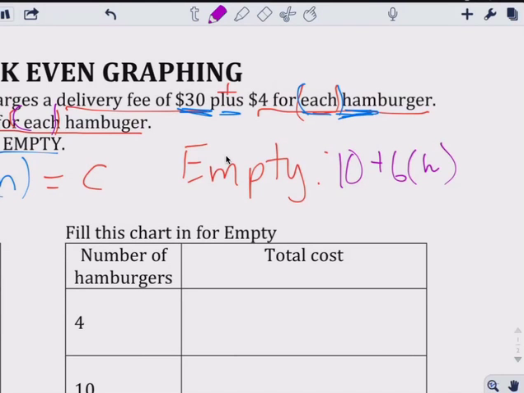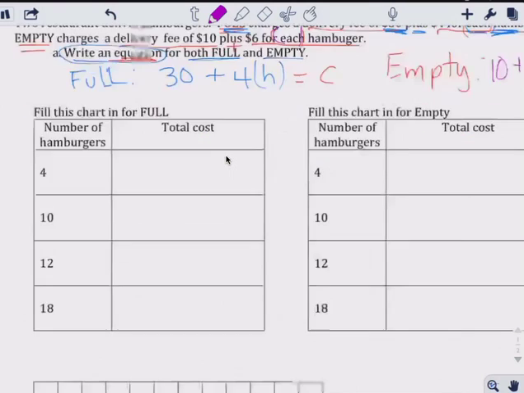It equals C, to make an equation. She didn't say it.